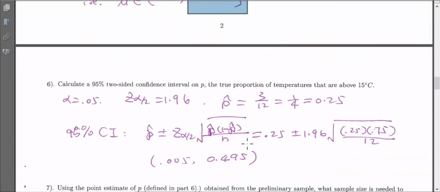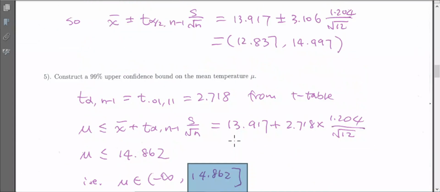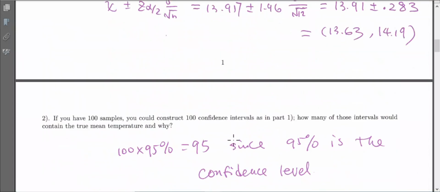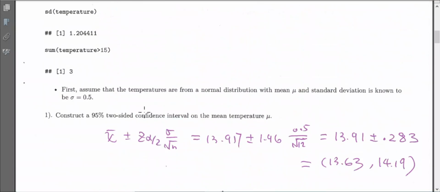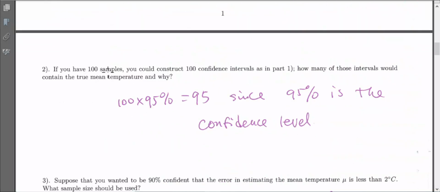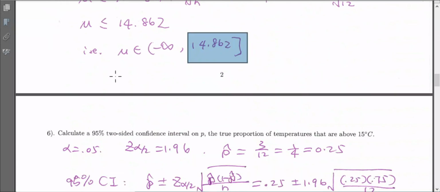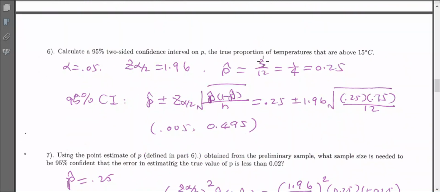Now let's talk about the p. Among these 12 observations, 3 of them are over 15 degrees, so this proportion is 3 out of 12, which is 0.25. Based on this, what is the 95% two-sided confidence interval on p, the true population proportion of temperatures above 15 degrees Celsius? That's the formula right here for the proportion.